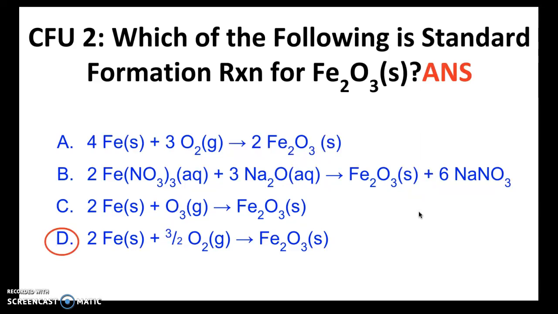Great. The answer again is choice D. So you're forming 1 mole of this product here from the elements in the standard state. The reason why C doesn't work is that O3 is not oxygen in standard state, so you've got to be careful about that. It has to be elements in the standard state.